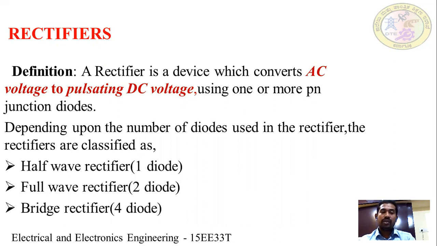Let me come to today's class, that is rectifiers. A rectifier is a device which converts AC voltage to pulsating DC voltage using one or more PN junction diodes. A rectifier is an electronic device.